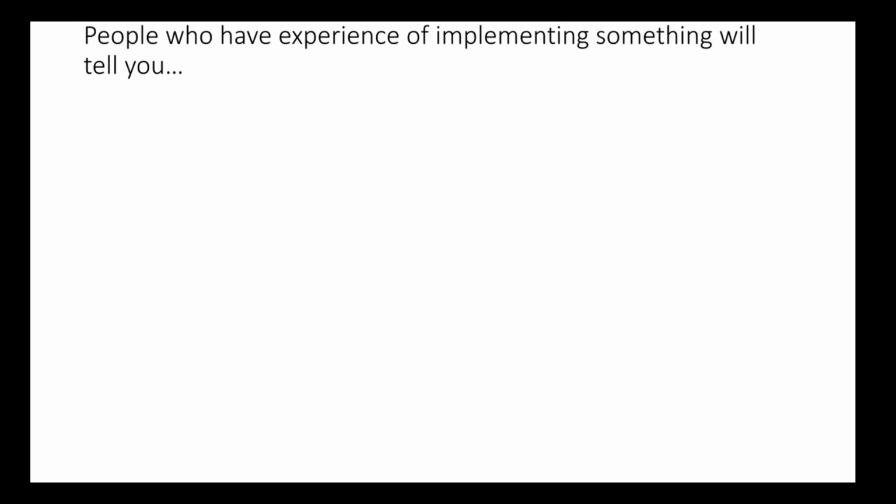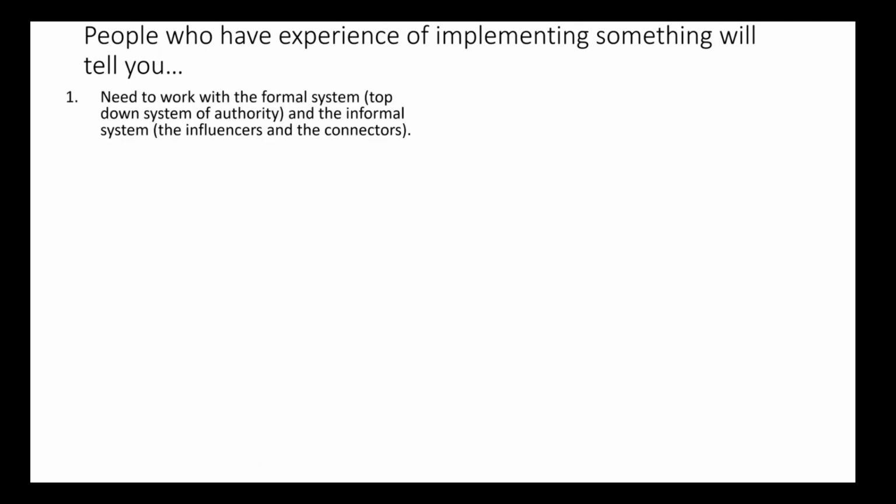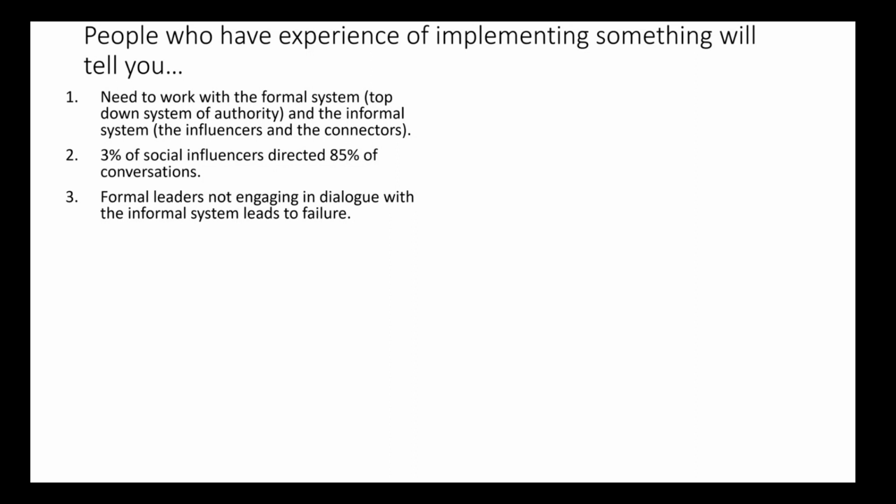If you talk to anybody in practice, or a lot of people anyway, who've got experience of implementing something, they'll tell you that actually you need to work with the formal system, so the top-down system of authority that we have in say, the NHS, for example, but also the informal system. So all the relationships within that, and then there'll be influencers and connectors, people that have more influence than others. And there's been this kind of organizational analysis done where they say like 3% often of social influences actually affect 85% of conversations. And if formal leaders don't engage in dialogue with the informal system, you often get failure.